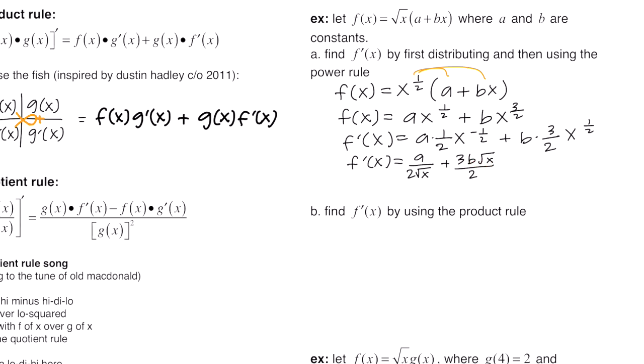And last step, I want to combine these fractions, so I need a common denominator. So right here, I multiplied the top and bottom by root x, and then right here, square root of x times square root of x just makes x. So you have a plus 3bx all over 2 root x.